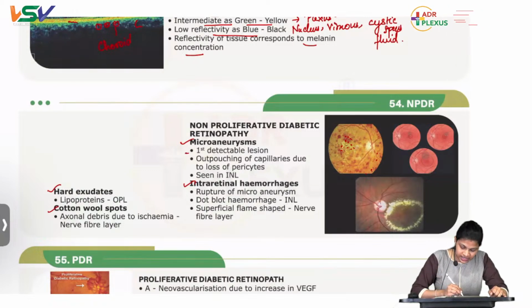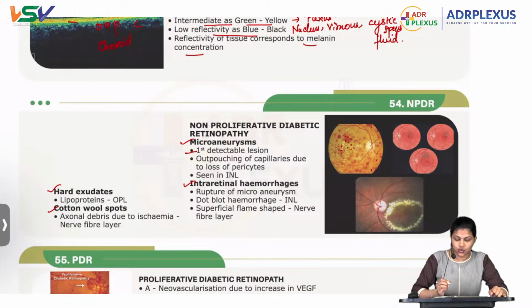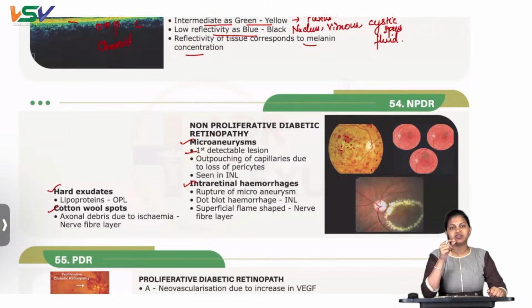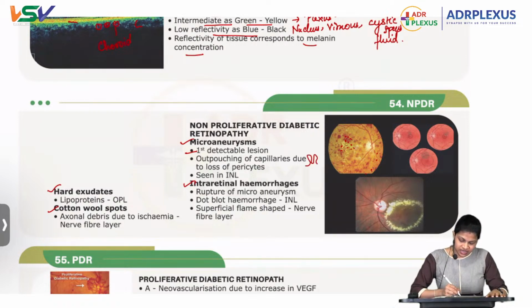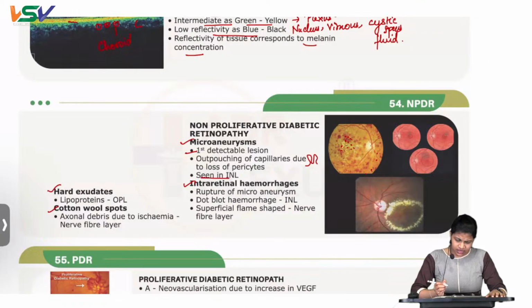Microaneurysms are the first detectable lesion, and they are due to outpouching of the capillaries due to loss of pericytes. The blood vessels will have the pericytes which will get lost. Due to the loss of pericytes, there will be outpouching of the capillaries. So that will be the microaneurysms, and it is seen in the nuclear layer.